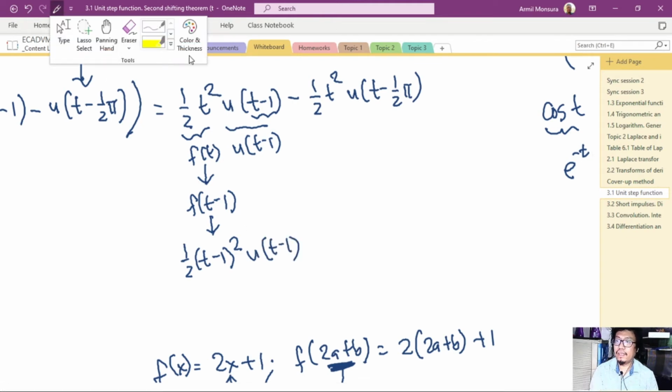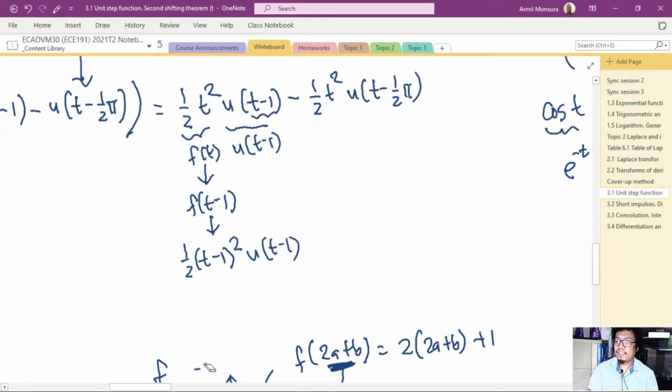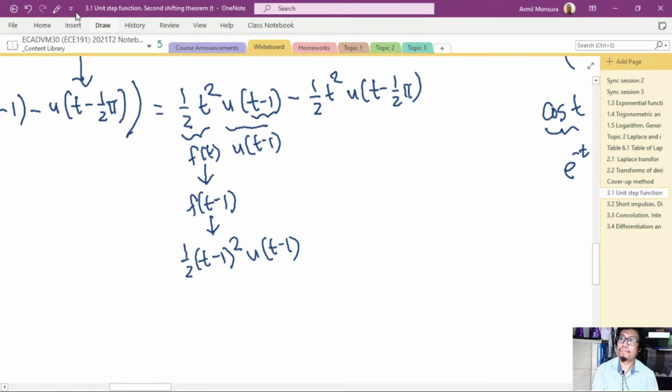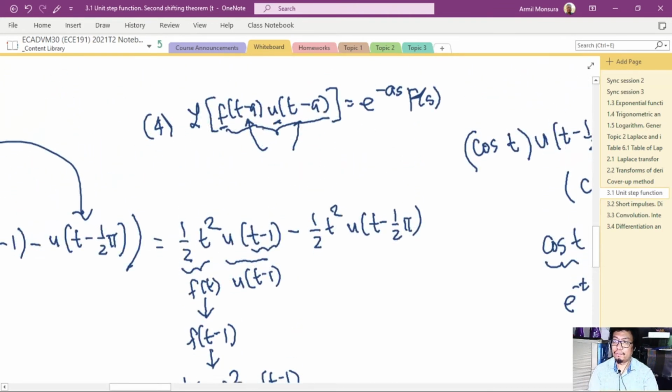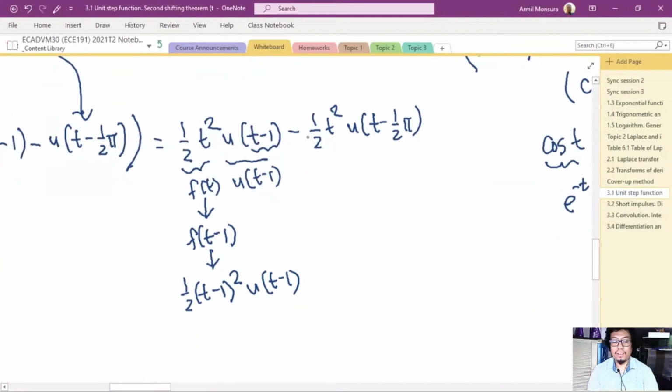Okay? But again, notice the change. Now that you are consistent with the formulation of the second shifting theorem, you might want to take a look back that this expression is not equal to this. They are not equal because you added another number. So let's try to make them equal.